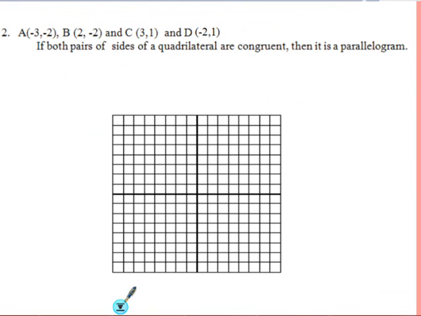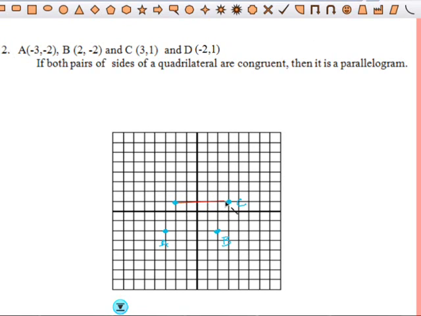So let's take a look. We'll draw it again because it's good practice. But we're going to do the math. So that's (-3, -2). That's A. B is (2, -2). C is at (3, 1). This is B, this is A, this is C, and D is at (-2, 1). Okay? So there's the shape that we're working with. And we want to know, is that shape, by definition, a parallelogram?